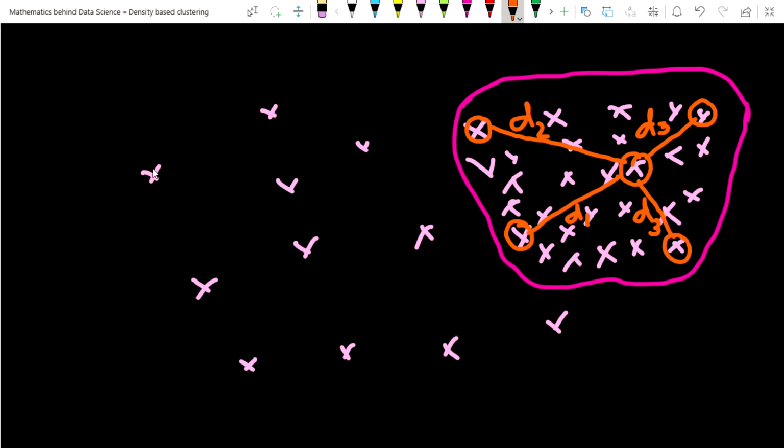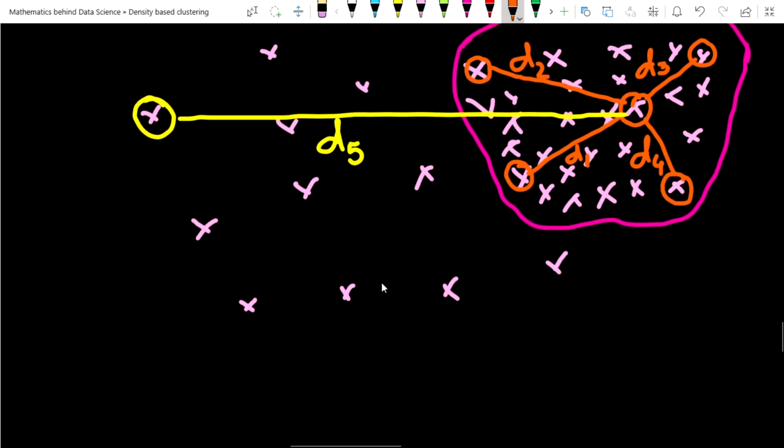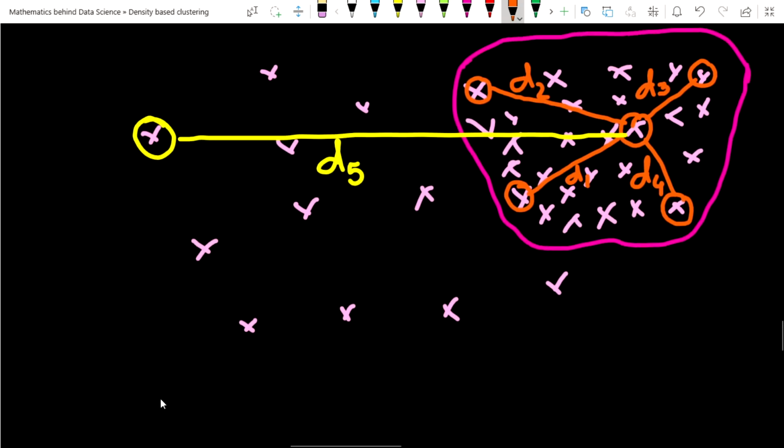But if we consider this point as d5, I'm using a different point. Let's consider this point. If we find this distance, and we call these distances d5, now this value will actually be d4.